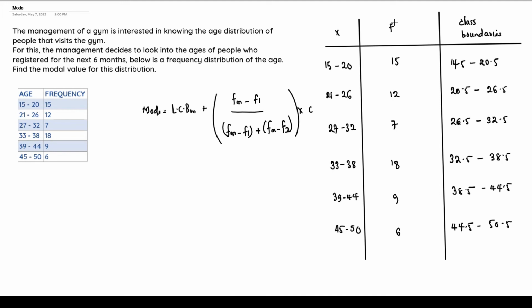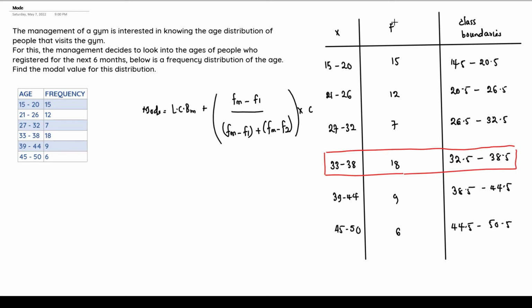So now that we have our class boundaries ready, it's time for us to get the details needed to get the modal value. So the first step is for us to find the region where the mode lies. Taking a look at our frequency, we can see that the highest frequency is 18. So that simply implies that our modal value is going to be somewhere around this region. So let's get the necessary details.